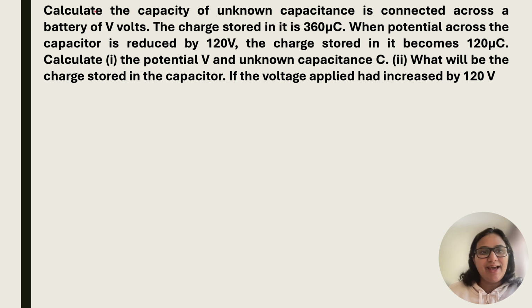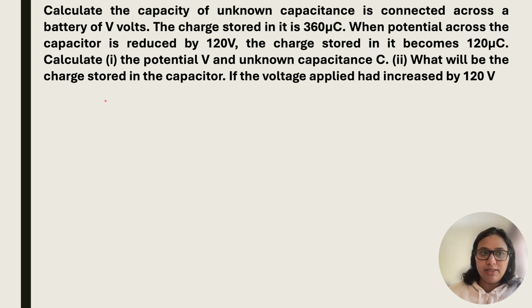Question is, calculate the capacity of an unknown capacitance connected across a battery of V volts. The charge stored in it is 360 microcoulomb. When the potential across the capacitor is reduced by 120 volt, the charge stored in it becomes 120 microcoulomb. Calculate the potential V and the unknown capacitance C.